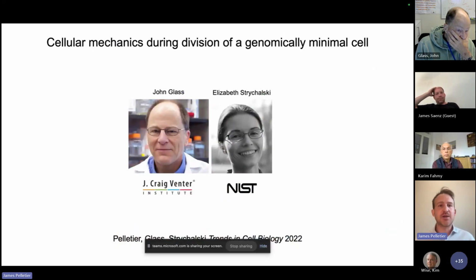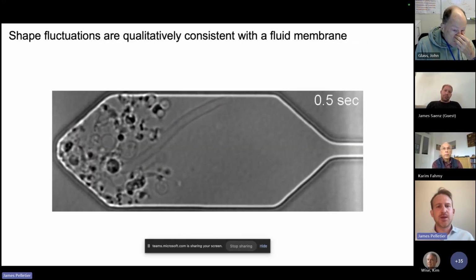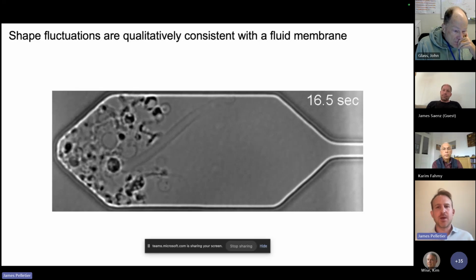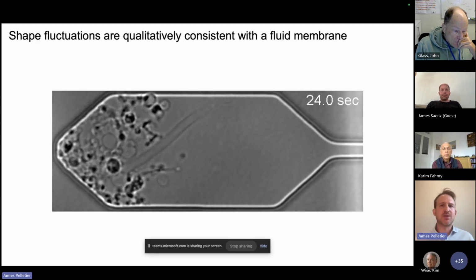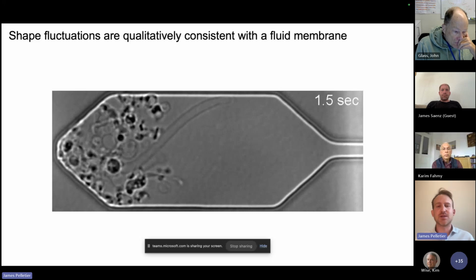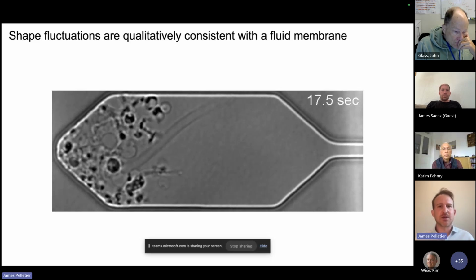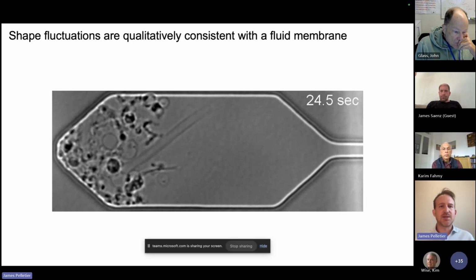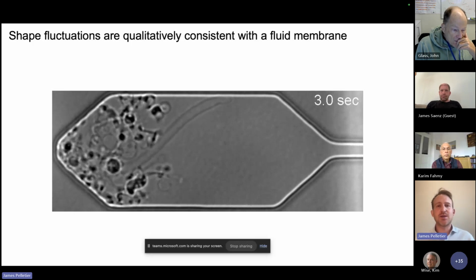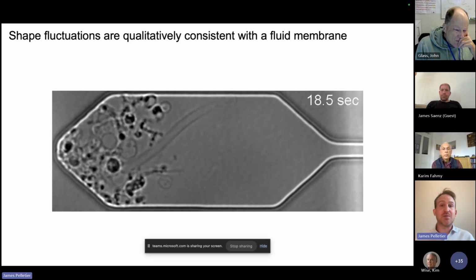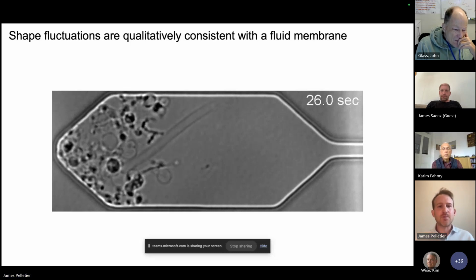Regarding the biophysical modeling, I'll describe an opinion that I wrote with John Glass and Elizabeth Strychalski. So here, we grew cells in microfluidic chemostats, and I took a picture every half second to observe the shape fluctuations of the cells. We observed that they fluctuate on the sub-second time scale. And we haven't quantified this yet, but so far it's qualitatively consistent with having a fluid membrane, which is also consistent with not having a peptidoglycan cell wall.